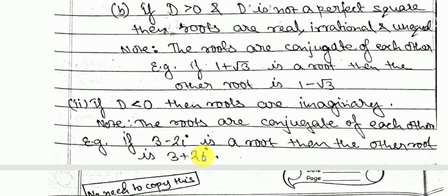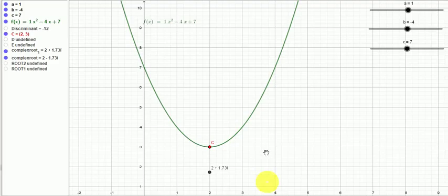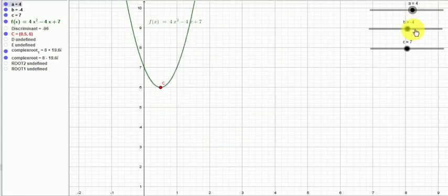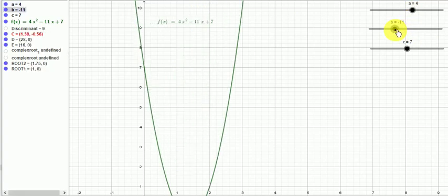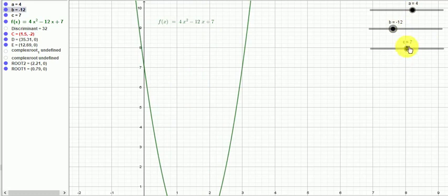Let us see a few examples and try to understand through graphs. Here let me take one quadratic equation. Here you can see f(x) equal to 1x square minus 4x plus 7. I'm going to change it: in place of a I'm going to take 4, in place of b I'm going to take minus 12, and in place of c I'm going to take 9.